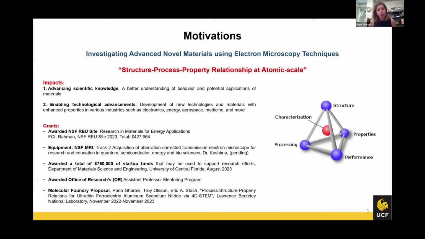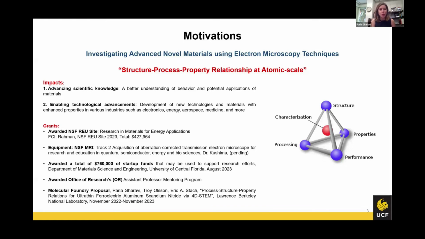The impact of my work is in two ways. First, a better understanding of behavior and potential application of materials. Also, to develop new technologies and materials with enhanced properties in different industries like electronics, energy, aerospace, medicine, and so on. And here I mention a couple of grants.